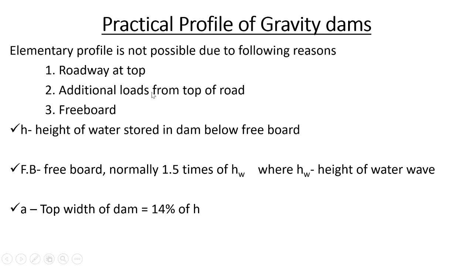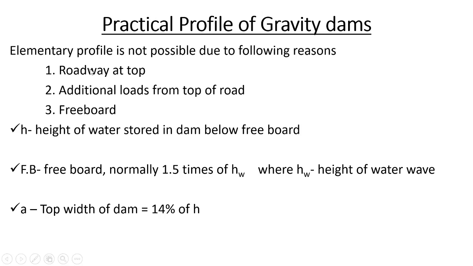Again, there are additional loads from the top of the road. There may be persons walking through the dam. Also, there may be movement of vehicles over the dam. So we have to take those forces into account. Also, we have to provide freeboard. You know that freeboard is the distance between the top water level at the upstream and the top of the dam. These three criteria were not considered for the elementary profile, so the elementary profile is not suitable for practical conditions.